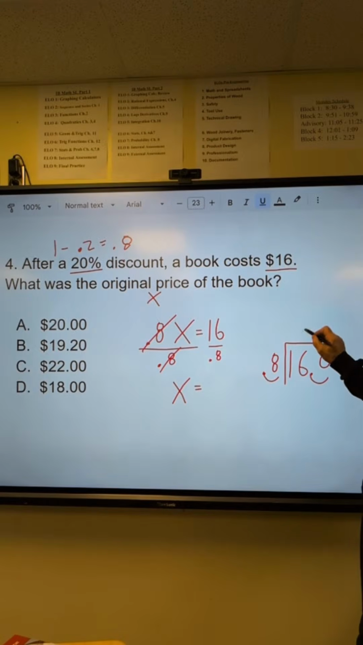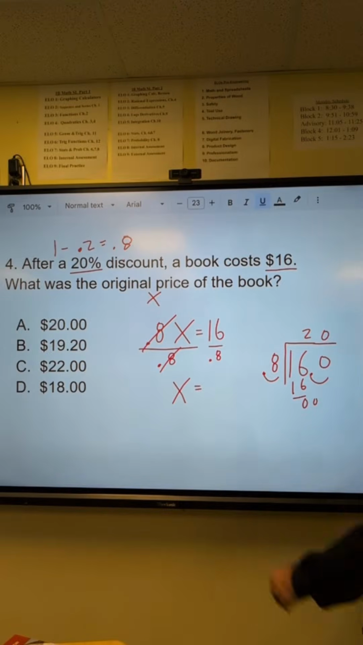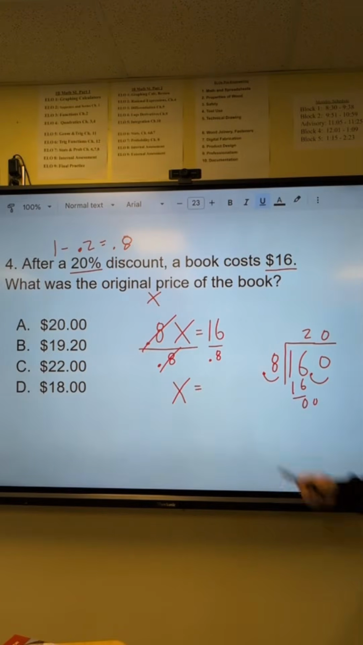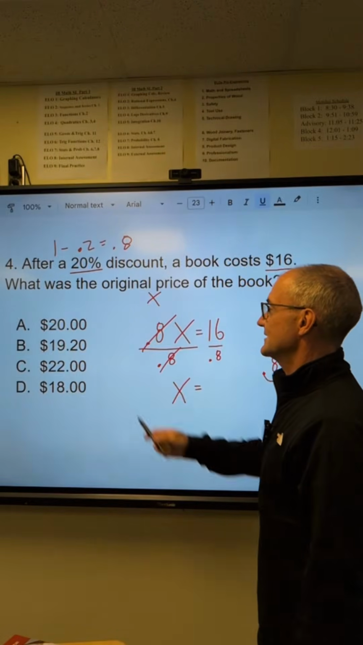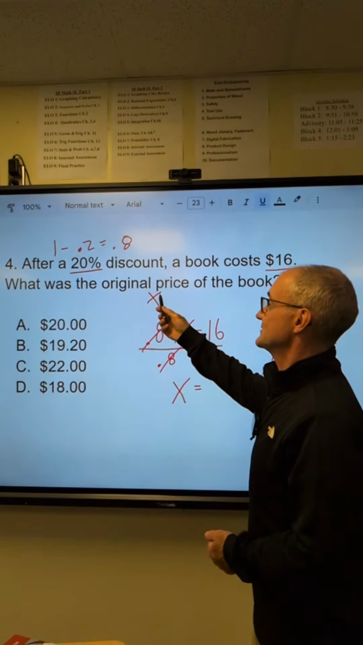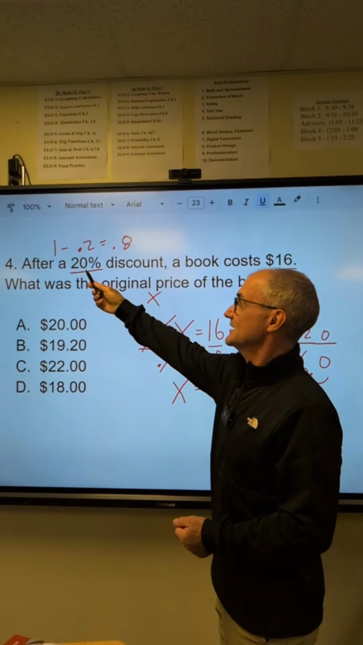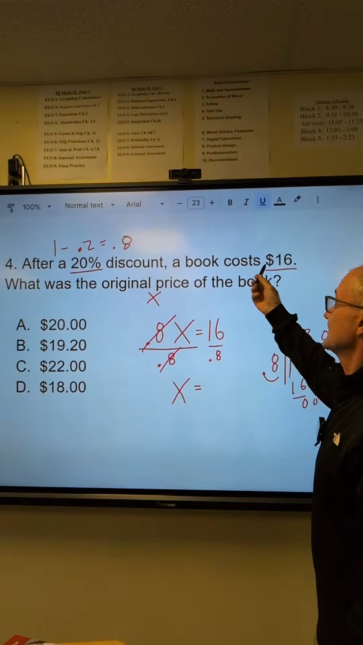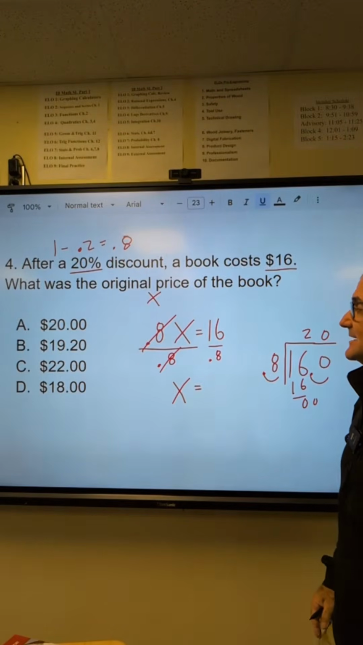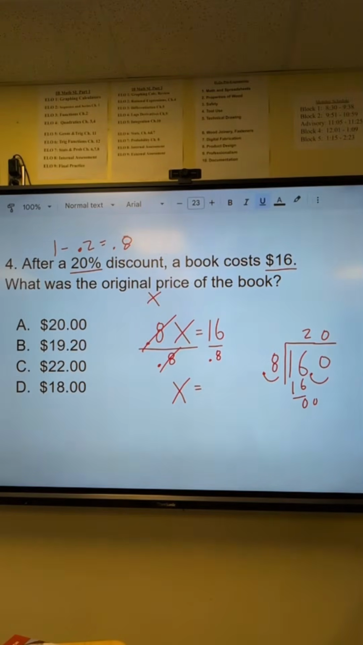8 goes into 16 2 times. 16, 0, 0, goes in there 0. So $20 is my answer. Correct answer, answer A. And what I'm saying here is $20 is my original price, 20% off, 2 times 2 is 4. So $4 off, it'll now cost $16. So I could see I did that one correctly.